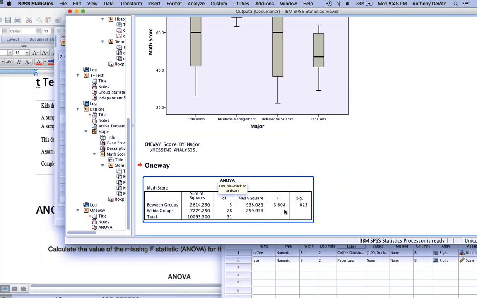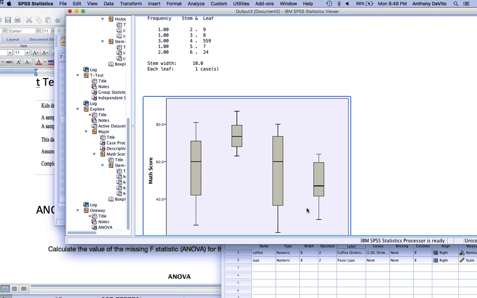It found that the F score, the value for the analysis of variance statistic, is 3.6. And for these particular sample sizes for these various groups, the probability of being wrong if you reject the null hypothesis, which is mu1 equals mu2 equals mu3, is 0.025, which is less than 5%. So you reject the null hypothesis.